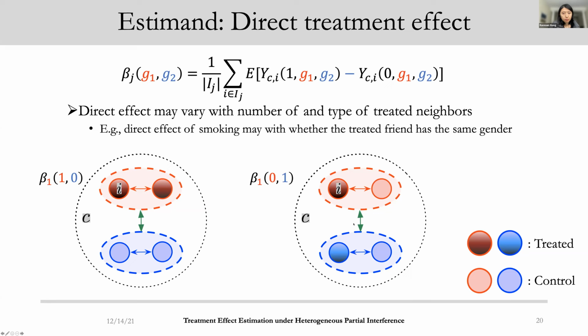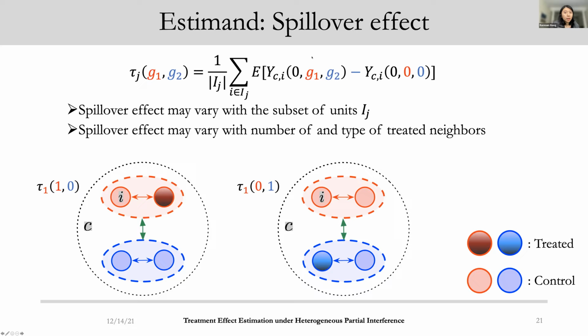The second estimand is the spillover effect. Analogous to the direct effect, spillover effects also encompass two types of heterogeneity. One is that spillover effects may vary with the subset of units. For example, the spillover effects on female students may differ from the spillover effects on male students. And second, the spillover effects may also vary with the number of and the type of treated neighbors.